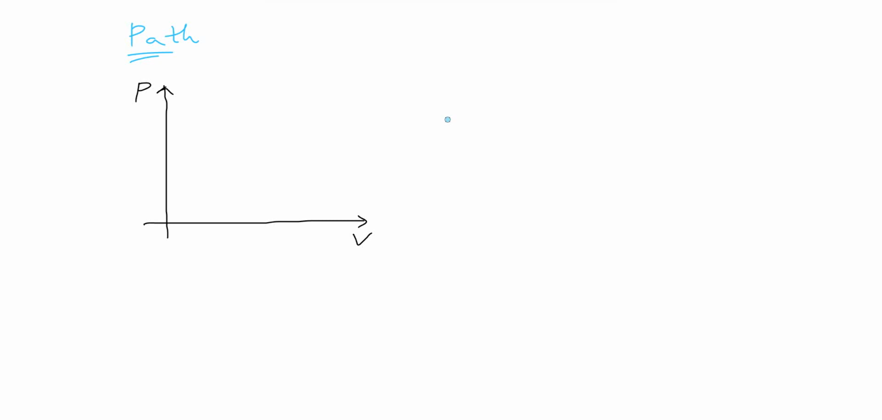Now let us see the path. So what is the path? Suppose we have an equilibrium state of a system, and from that state we want to go to another state. We can do that by many different kinds of paths. So while studying the transition, understanding that path will be important.